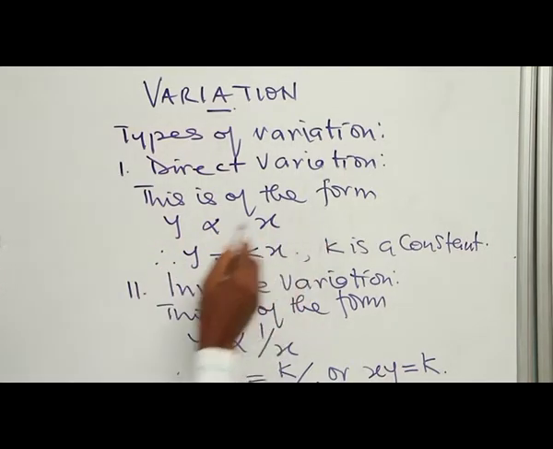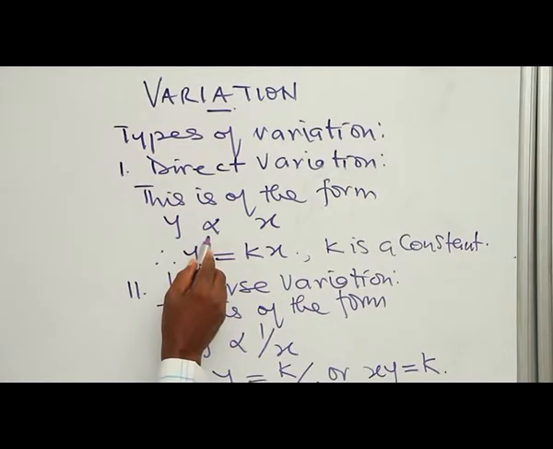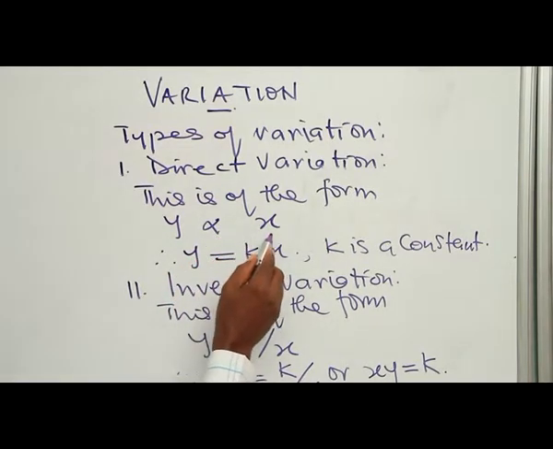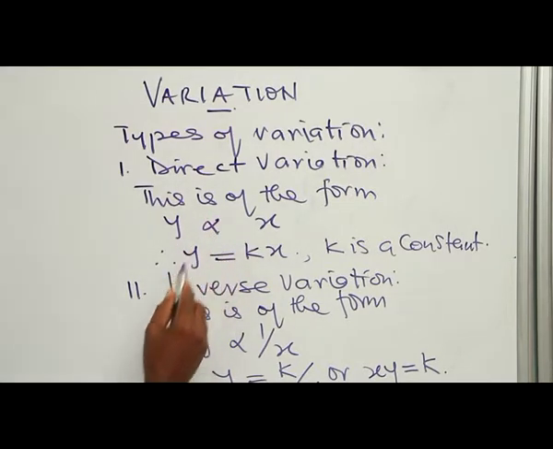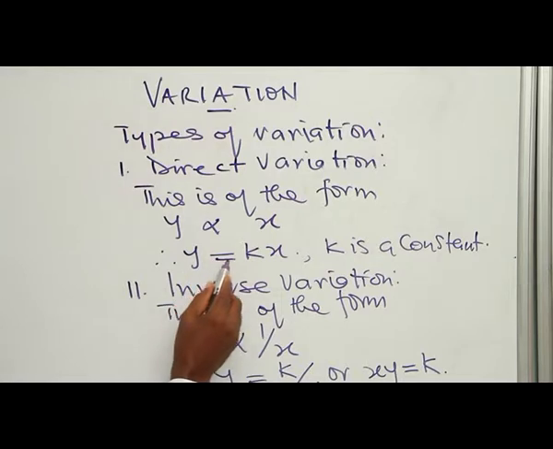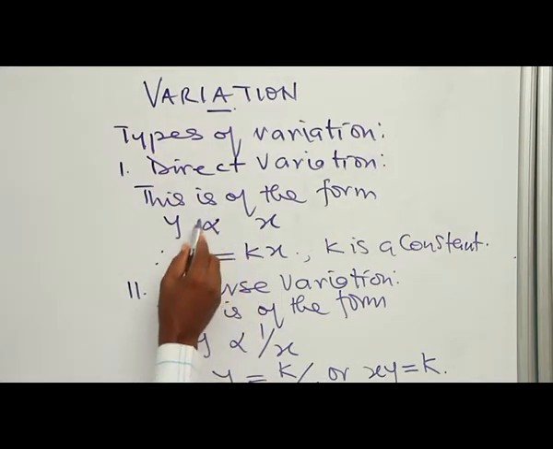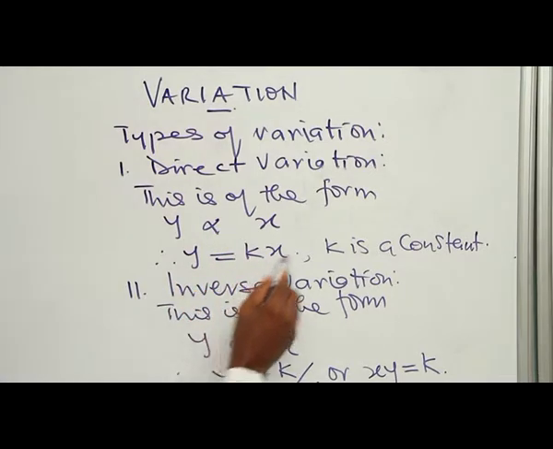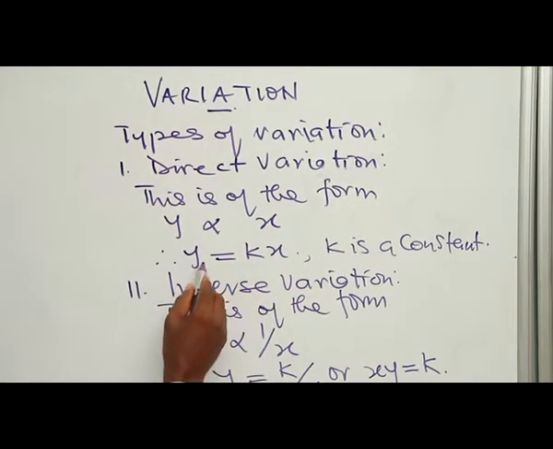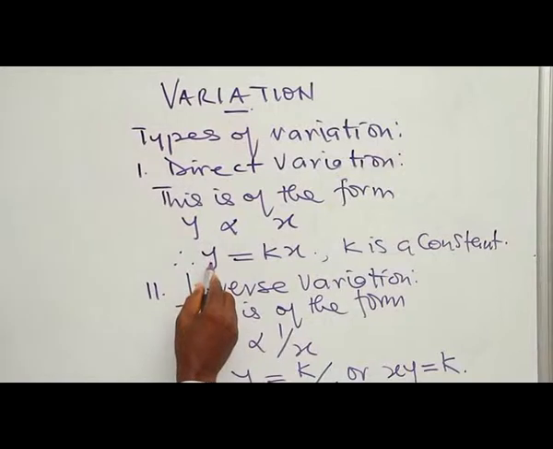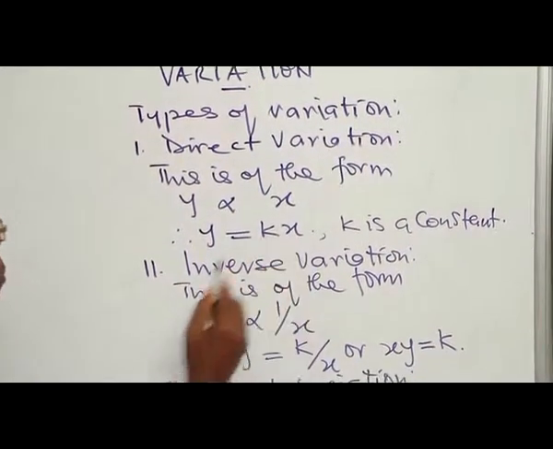This is of the form y varies directly with s. This symbol is the symbol of variation or proportionality. In other words, y is equal to k times s. We have now introduced an equality sign and a constant in place of the variation symbol. K here is a constant. At this junction, we can now solve the problem, or this is the equation connecting y and s.